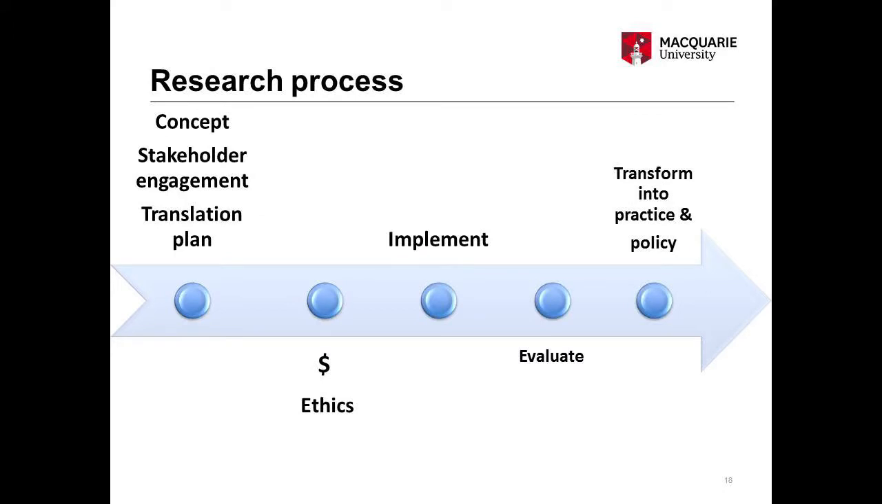All right, and so if I look back at that research process map, basically the concept development, including your stakeholders and your translation plan built in from the very, very early stages, before you're putting in your funding applications and ethics applications, before you implement and evaluate, and then we're transforming it into practice and policy as best we can where we can.